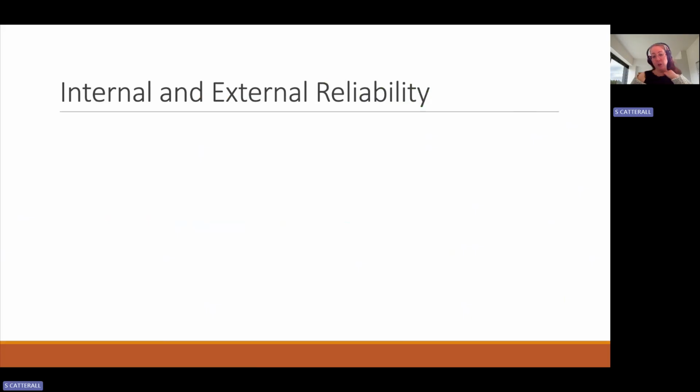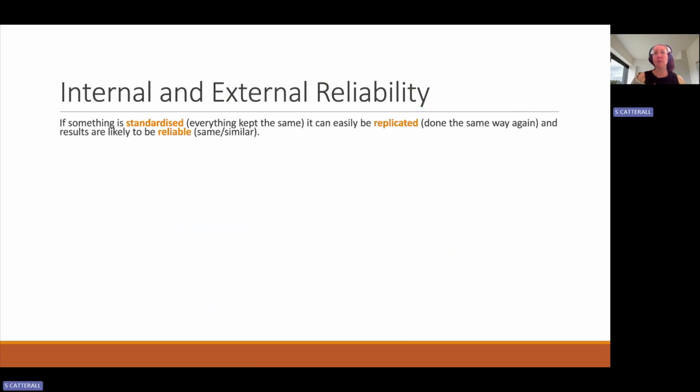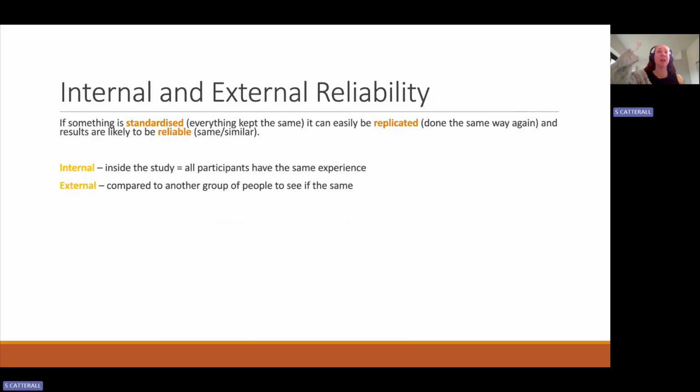And then we've got internal and external reliability. So there was a question that came up that asked about external reliability, stumped loads of people. People didn't know what it meant. So reliability is basically if you get the same results every time you do something. So in order to get the same results, you can keep everything the same. So if you standardise all your procedures and you can easily replicate it and do it again, then you're more likely to get the same or similar results. And if you're talking about just your study, then that's internal reliability. So what this means is that every participant that you study has the same experience of that study, and therefore they've got consistent responses. Now, external is outside of the study.